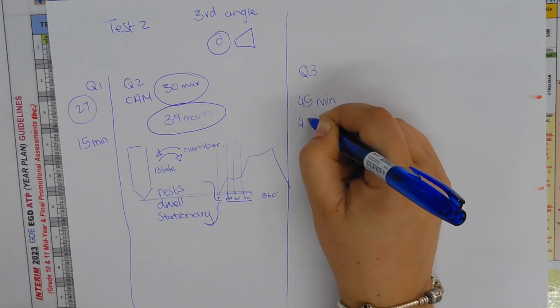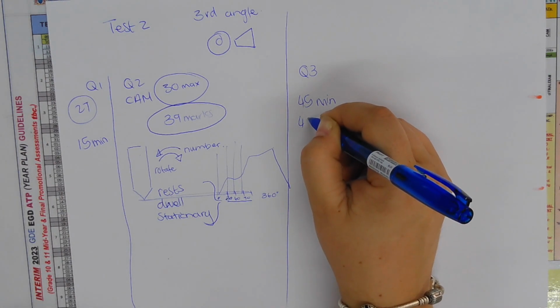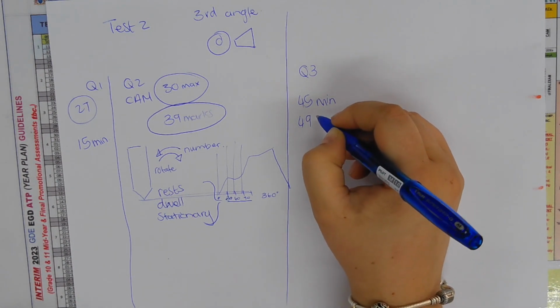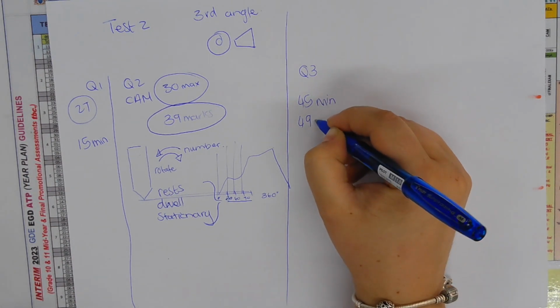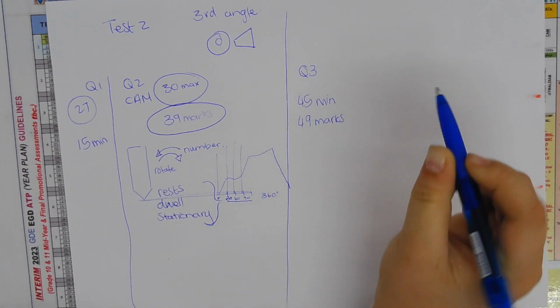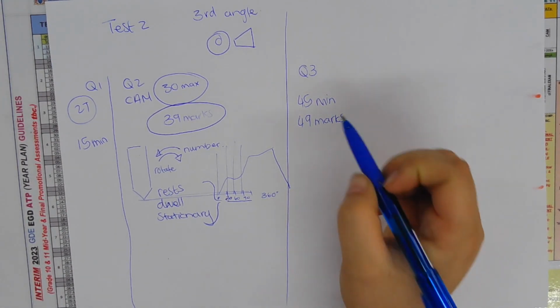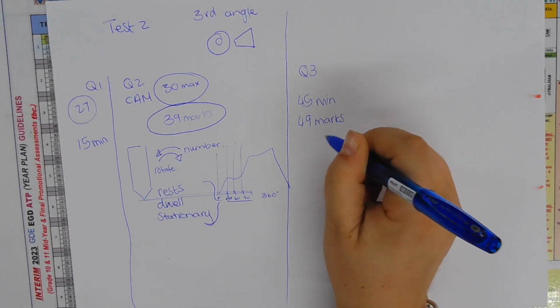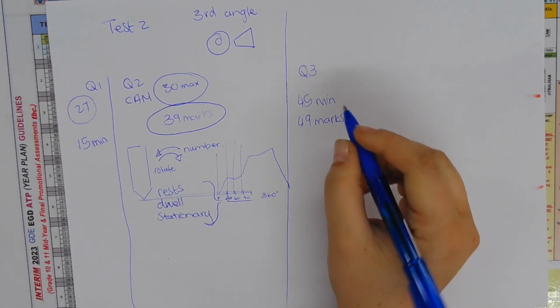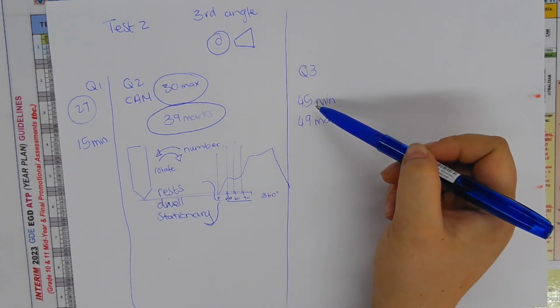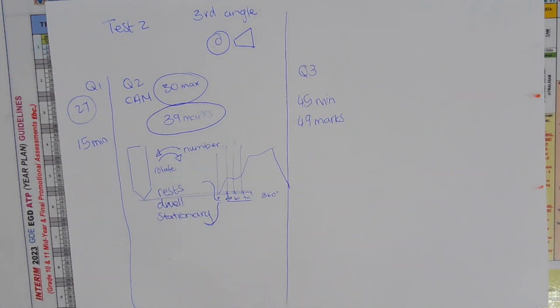So it will count more or less 45, 49 marks. The marks 49 more or less, and then 45 minutes.